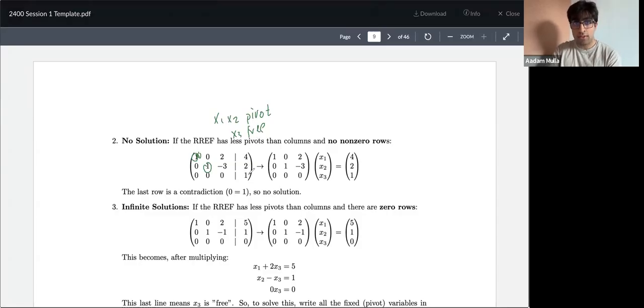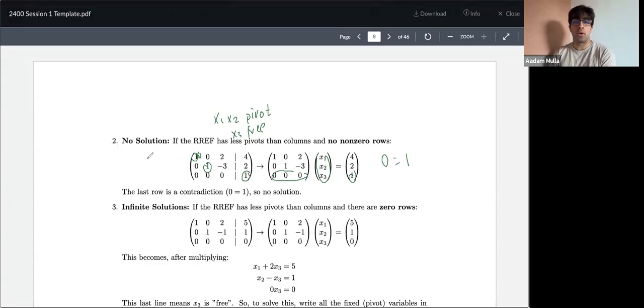However, notice what this number is in this row. If we write out the matrix multiplication, the last row multiplied by this column gives 0x1 plus 0x2 plus 0x3, so 0 equals 1, and that's not possible. No matter what x1, x2, and x3 are, they will not make this equation true. So this is when we have no solutions.